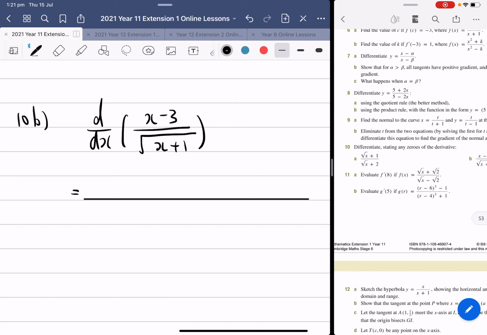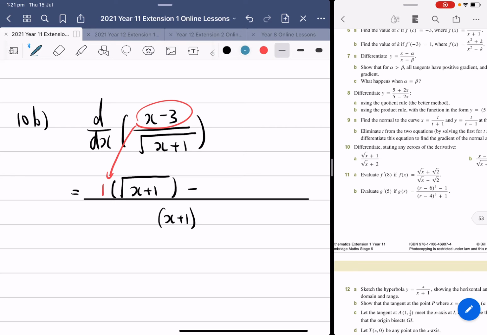Now I need to square the denominator. In this case, it's just equal to x plus 1. That's pretty easy, because of the square root, and if you square it, it becomes x plus 1. Now you need to differentiate the top, the numerator. The derivative of the numerator here is just equal to 1, and that means you times by the denominator, which is the square root of x plus 1, minus.